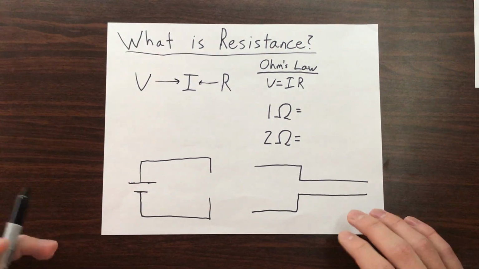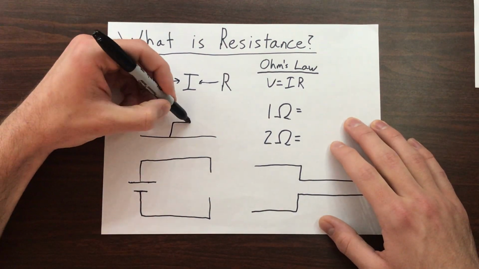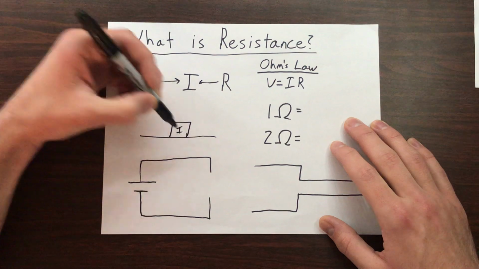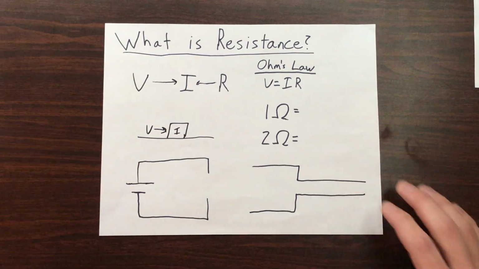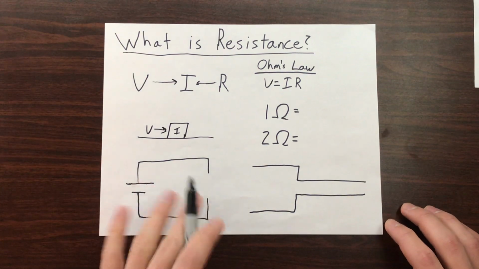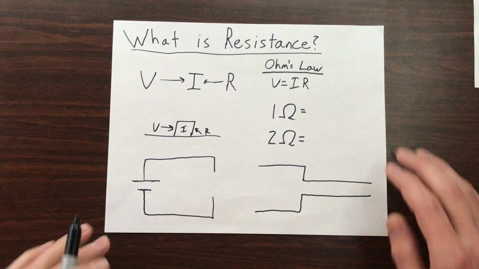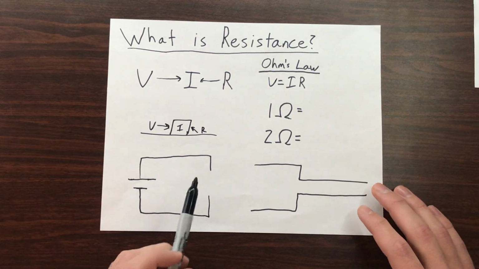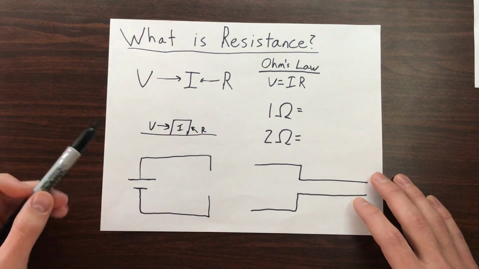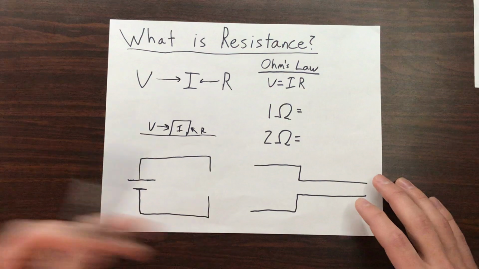If you think about it in terms of friction, you've got a box on the ground, and that box is your current I. Your voltage would be like the force pushing that box, and resistance can be thought of as friction. Really, resistance is a measure of the voltage needed to drive a specific current, how much voltage you need to push that current, okay?